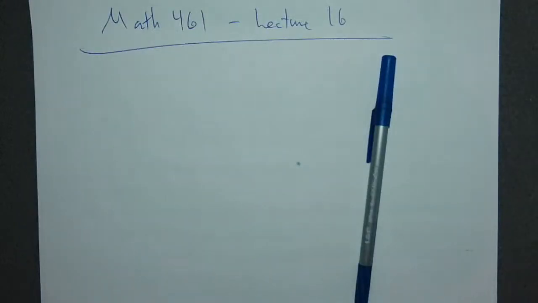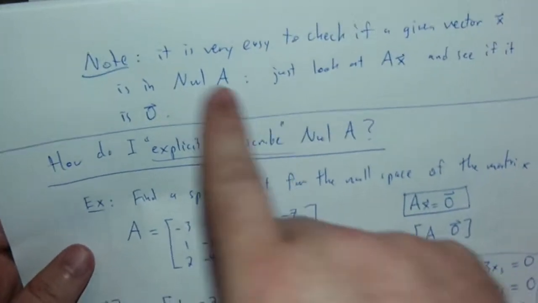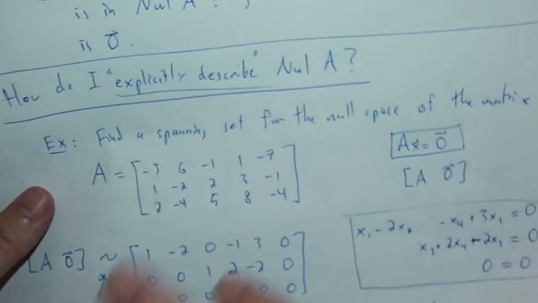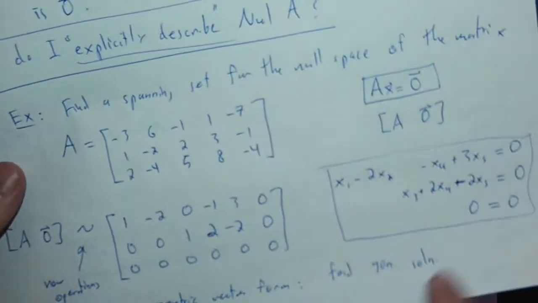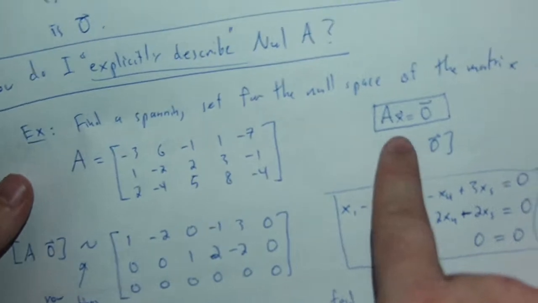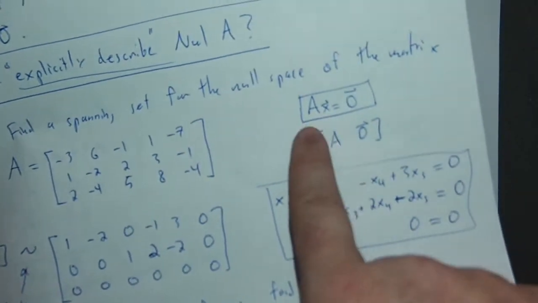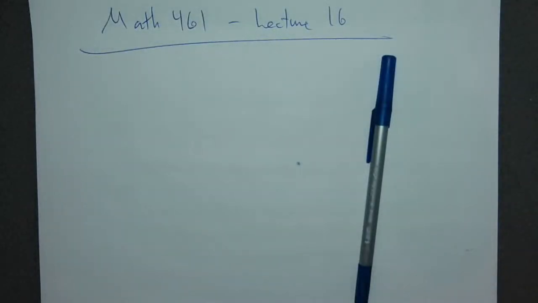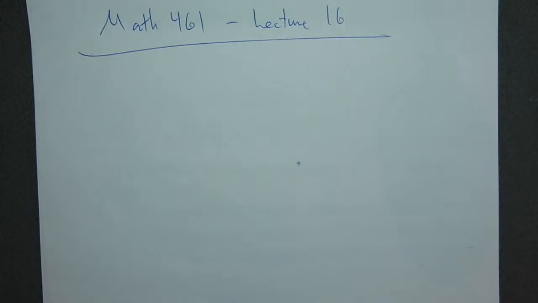The main thing to get from this is that the null space is easy to check for membership, but actually explicitly describing all the vectors in the null space takes a little bit of work. It's not hard. It's literally the exact same amount of work as it takes to solve Ax equals 0 generally. Solving Ax equals 0 generally is some amount of work, and so it takes some amount of work to explicitly describe the null space.